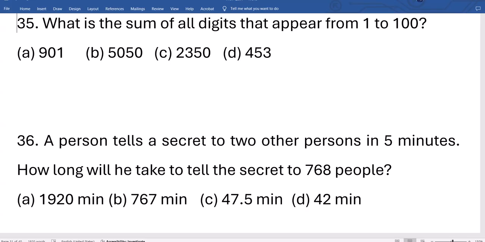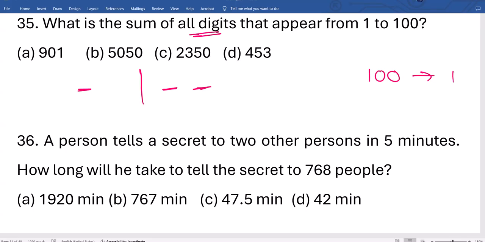But here the question is sum of all digits. Whether the answer is there in the options or not, let it be. Ignore the options. All digits I need to add. So first go for single digit numbers. Then 2-digit numbers, units place and tens place. Then 3-digit numbers: anyhow only 1 number is there, which is 100.